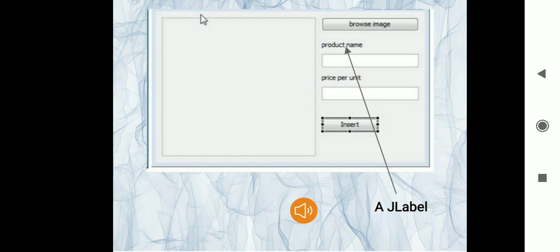See the Java frame in this slide. This frame consists of many controls. One such control is the label. See the labels embedded into this frame. There are two labels with captions, product name and price per unit, as can be seen at the right side of the frame.